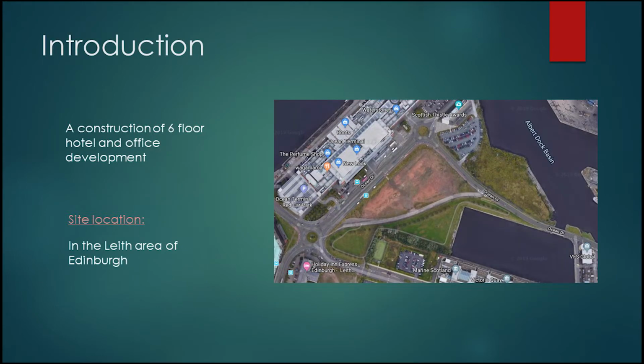The project consists of the construction of a six-floor hotel and office development in the Leith area of Edinburgh in the United Kingdom. So the study was made according to the Eurocode 7 classifications.